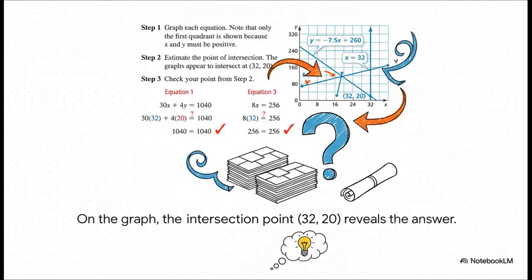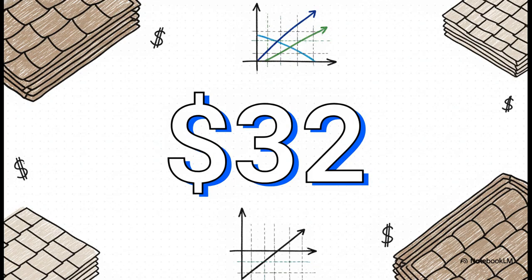So what do we do now? We do what we just learned. We graph both of those equations. And where do the two lines cross? Right there. The intersection point is (32, 20). That single point contains the answer to our whole problem. The X value, 32, is the price of the shingles, and the Y value, 20, is the price of the paper.